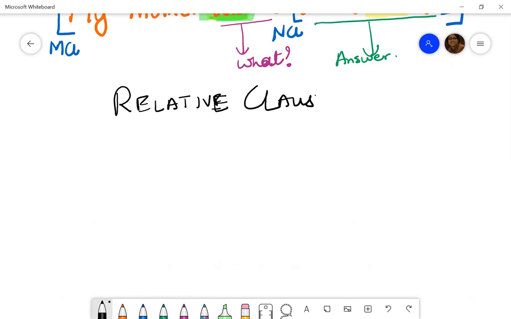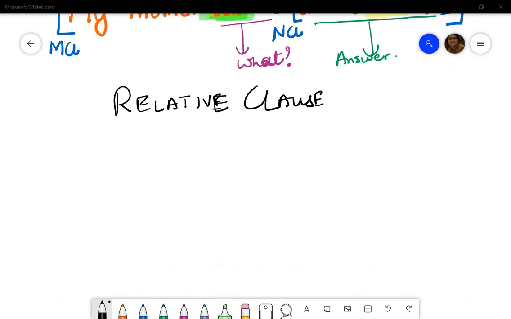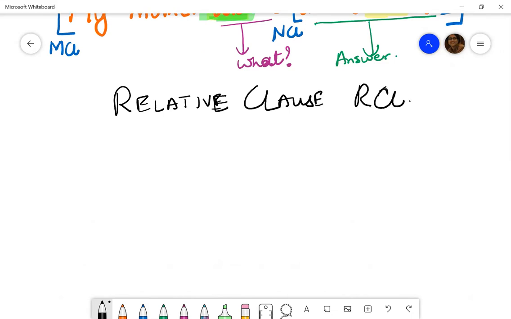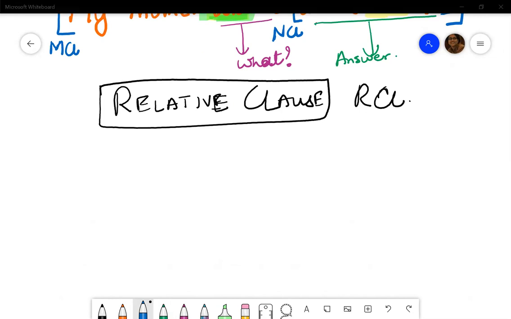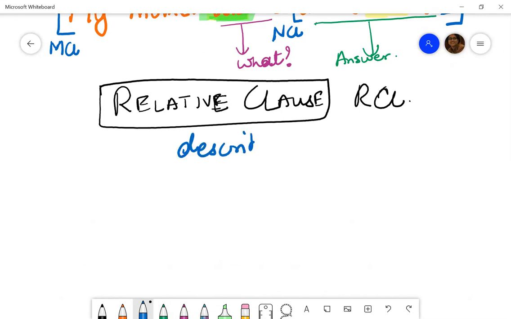It describes RCL, R capital, C capital, and L small. And what it does is it describes a noun or a pronoun. That's what it does. Let me give you an example.